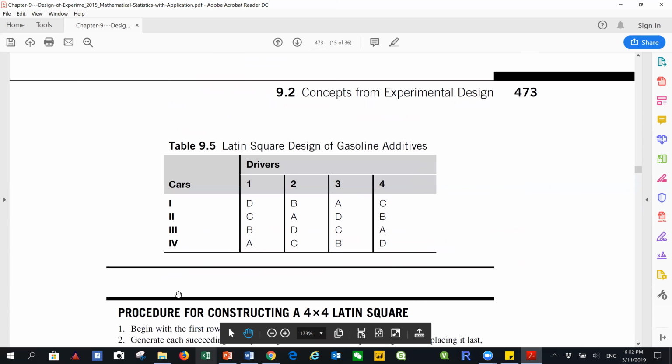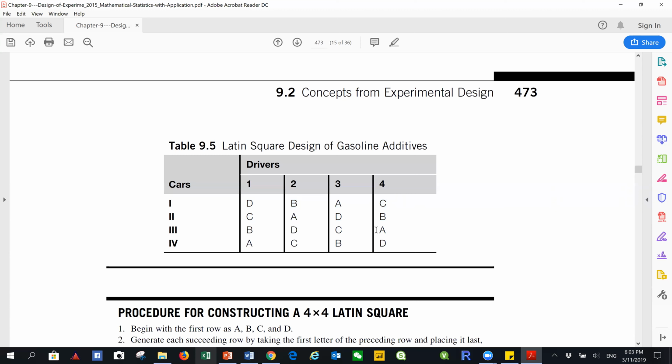All right, so cars are in the rows, drivers in the columns. Each has 4 rows or 4 columns. And so now what we do is that we randomly assign the treatments into the columns and rows in a way that there is no duplication of treatments for each column, for each row.